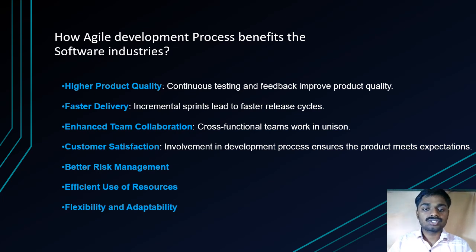The iterative nature of Agile helps mitigate risks by allowing the teams to address potential issues in each cycle. Continuous testing and feedback reduce the risks of building a product that doesn't meet customer needs, as adjustments are made regularly. Efficient use of resources.